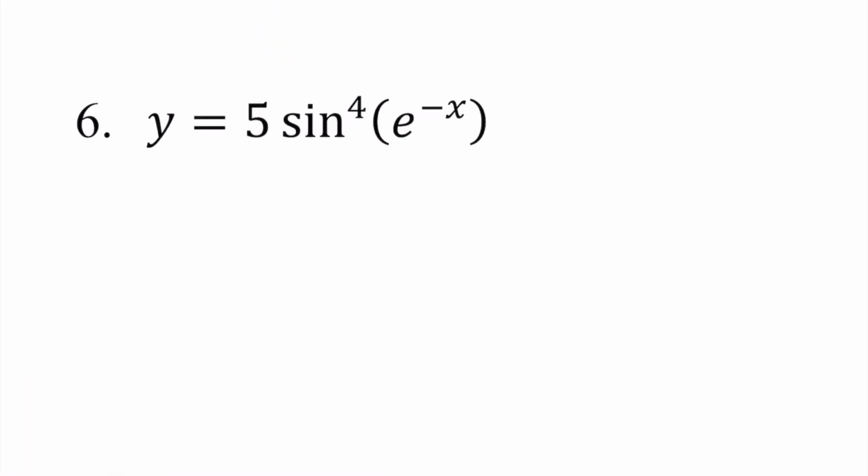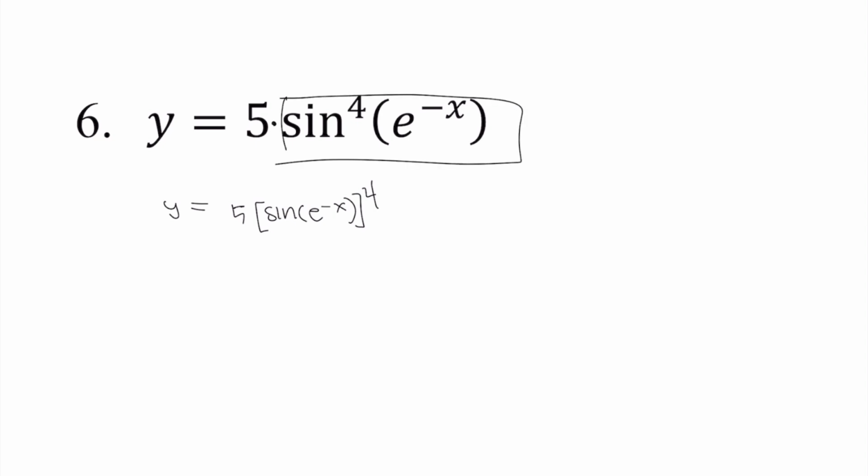The 6th one is y equals 5 sine to the 4th power, and the inside of the sine is e to the negative x. So, kind of similar to what we did before. y equals 5, and then sine e to the negative x, and then this whole thing to the power of 4. 5 is outside. 5 is like a constant that's multiplied to this. So leave it outside.